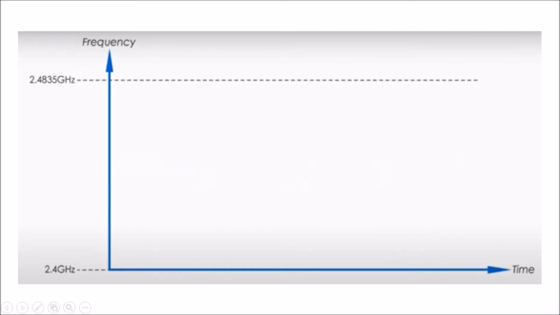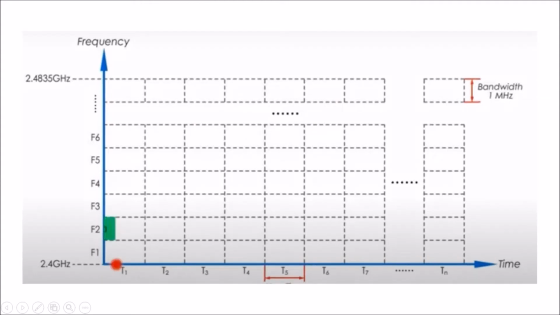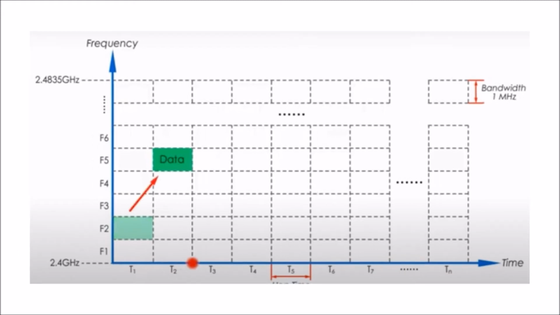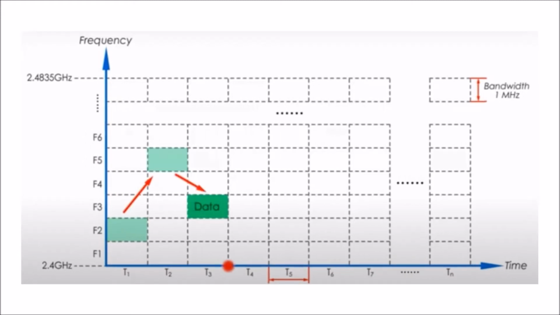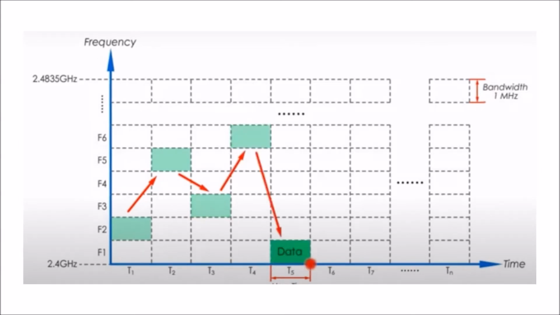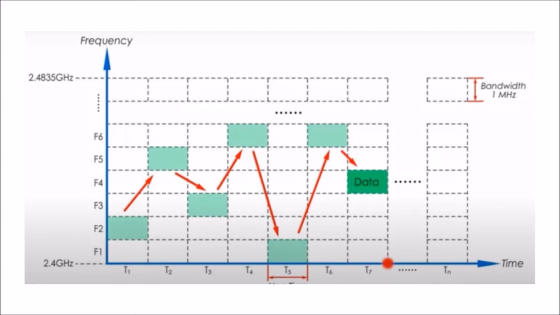One of these is FHSS. This is how FHSS works. It is divided into several data travel times. For the first data, it travels to T1 of F2, and then it will hop to T2 F5, and then it will hop to T3 F3, and then to T4 F6, and next to T5 F1, and then the next one T6 F6, and to the last one T7 F4, and so on and so forth.